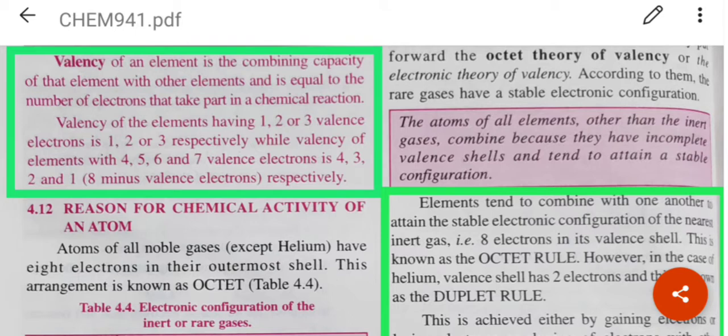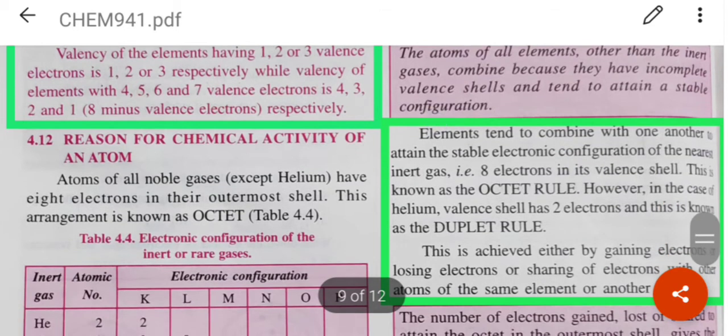How is it possible? It is because the maximum number of electrons in the outermost shell can be 8. Okay, so 8 minus 4 is 4. So the valency will be 4 if there are 4 valence electrons. If there are 5 valence electrons, 8 minus 5 is 3. So the valency will be 3. If there are 6 valence electrons, 8 minus 6 is 2. So valency is 2. If there are 7 valence electrons, 8 minus 7 is 1. So the valency will be 1.